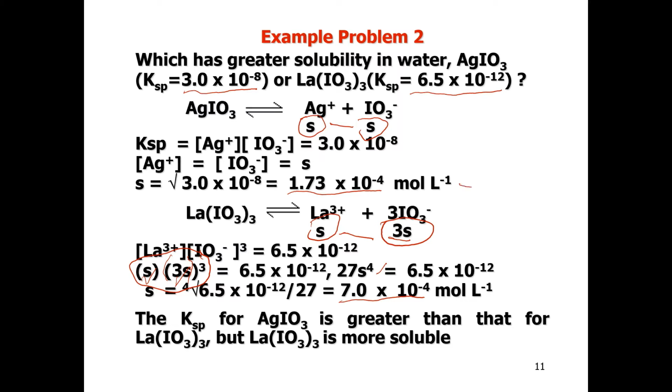So now you compare the values. What do you observe? Lanthanum iodate has a higher value of S, meaning that it is more soluble, or less likely to form a precipitate. And silver iodate has a lower value of S and is easier to become a precipitate. So although the KSP of silver iodate is bigger compared to the KSP of lanthanum iodate, when we calculated the value of S, we found that silver iodate will become a precipitate much more easily than lanthanum iodate. So that's how we calculate which has the lower solubility.